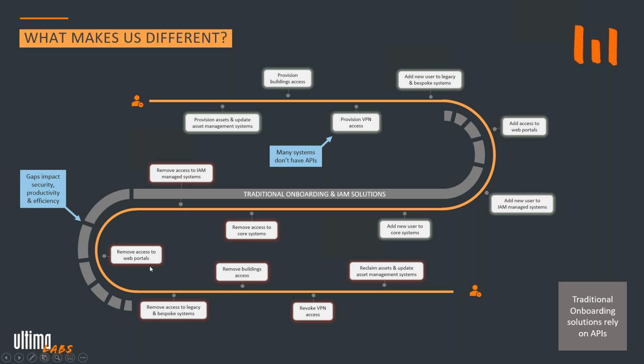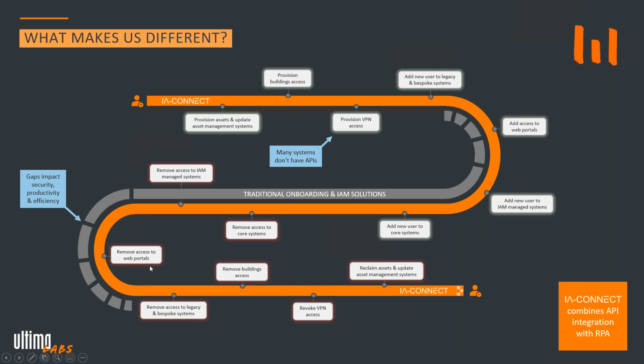So what iConnect allows you to do with the JML edition is combine that API integration with RPA. So you can do the whole life cycle, from systems that don't have APIs through to systems that do have APIs, and also integration into things like Active Directory and Exchange. So you've got the full suite of capabilities around managing this joiner process, and then making sure that everything is removed when you go through the leaver process.